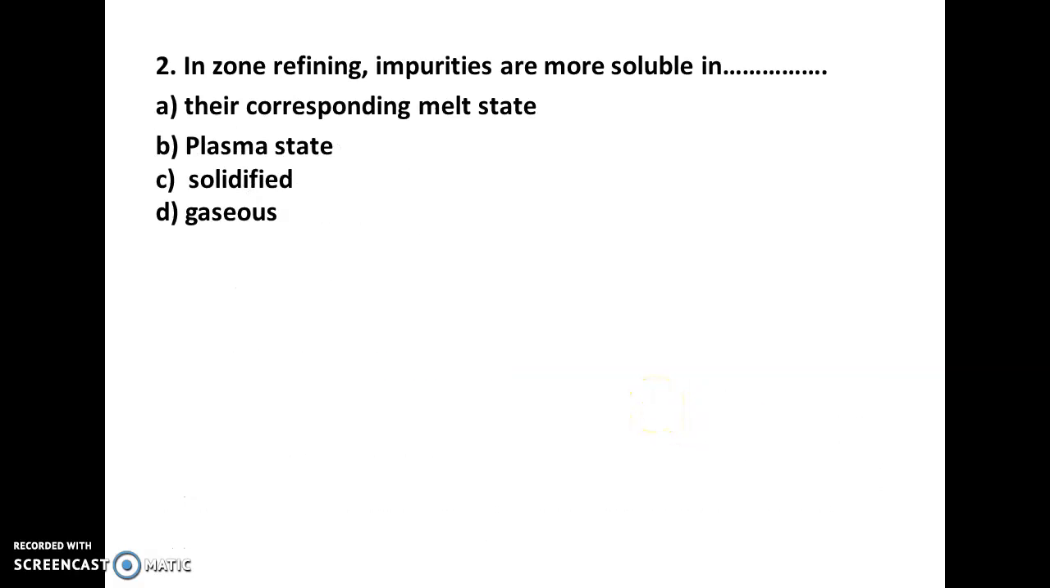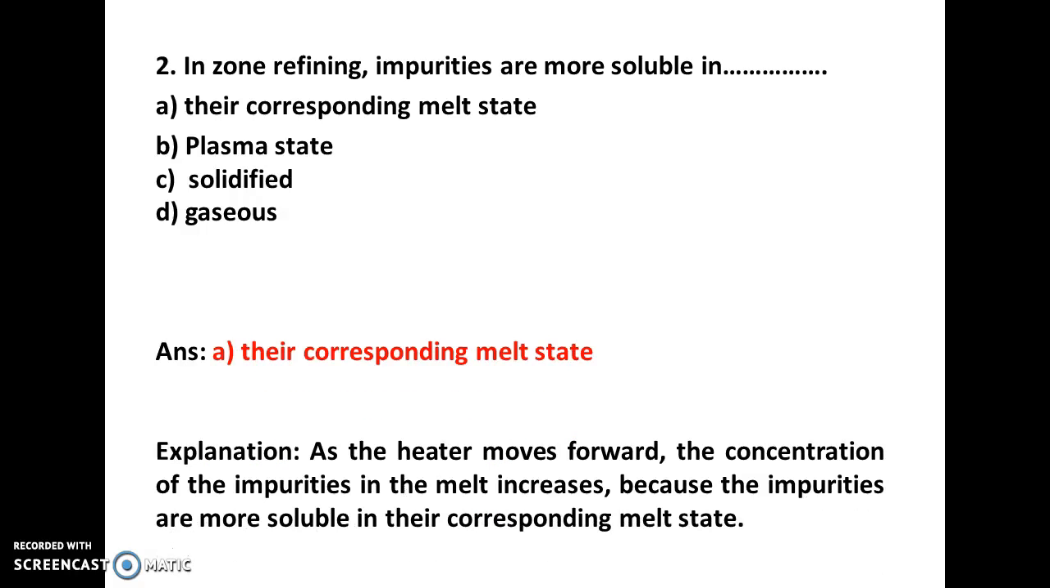The second question is, in zone refining, impurities are more soluble in dash. Option A is their corresponding melt state, B is plasma state, C is solidified, D is gaseous. And the answer is their corresponding melt state, that is option A. As the heater moves forward, the concentration of impurities in the melt increases. It is because the impurities are more soluble in their corresponding melt state.